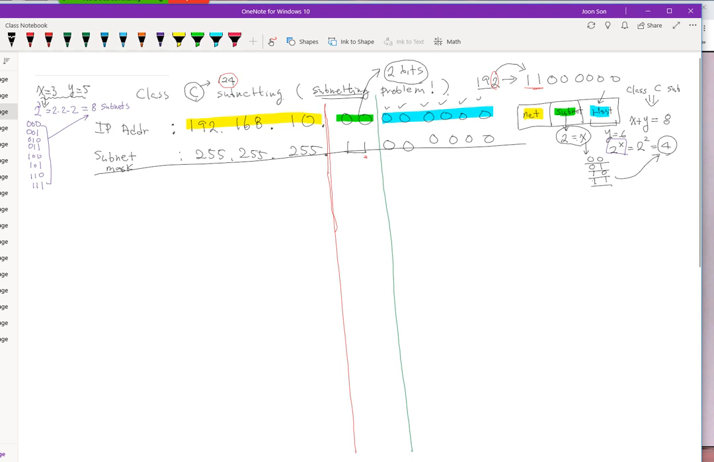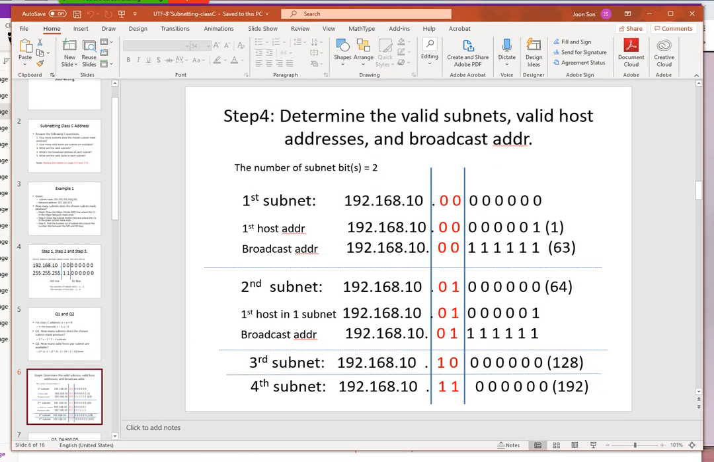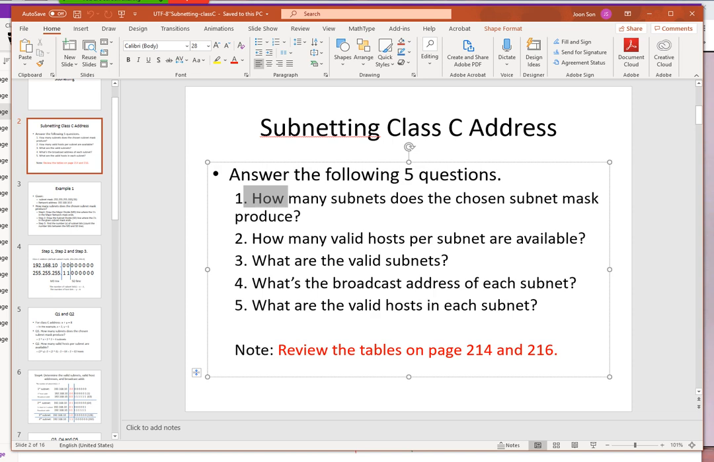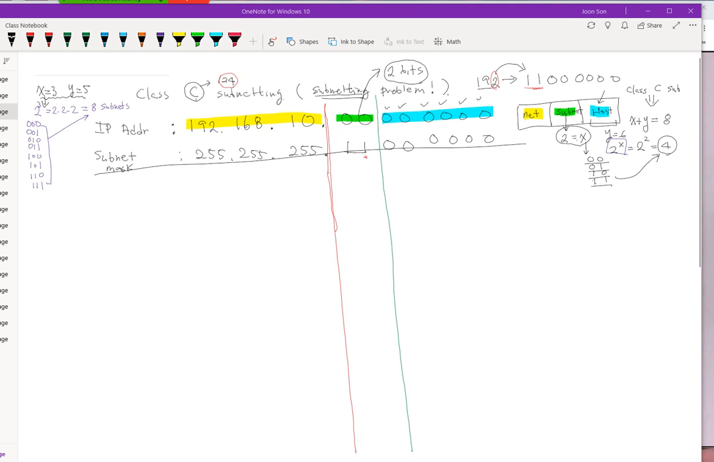So now, let's go back to our question. How many subnets does the chosen subnet mask produce? What is the answer? Anyone? How many subnets? 8? No, actually in this example, how many? 4. Good. So there are 4 subnets. So you just answered the first question.